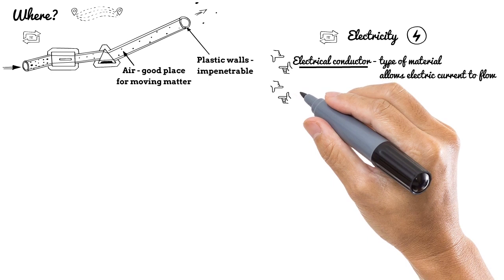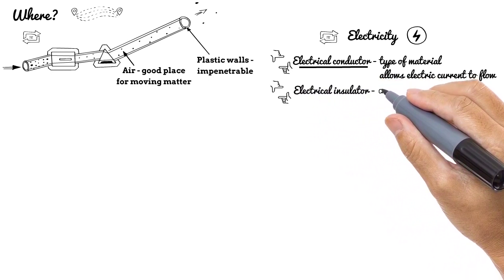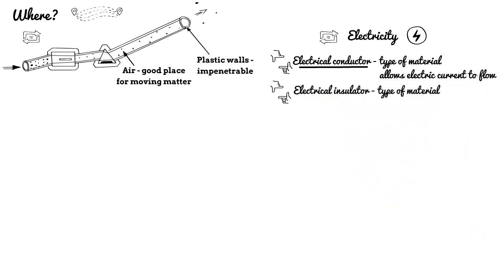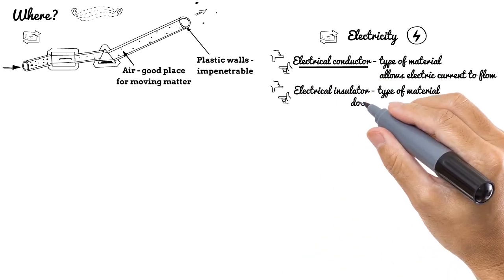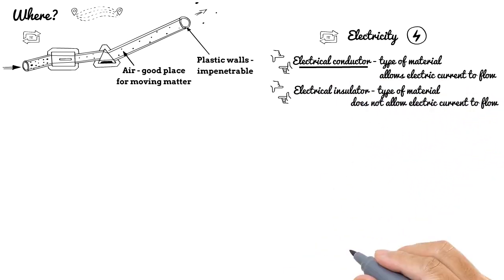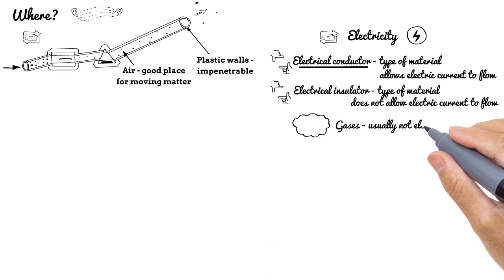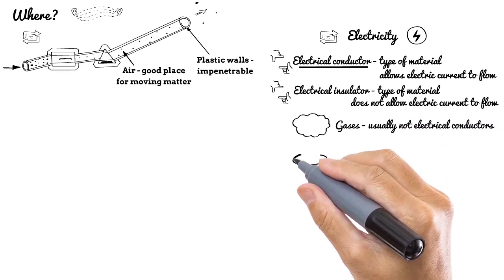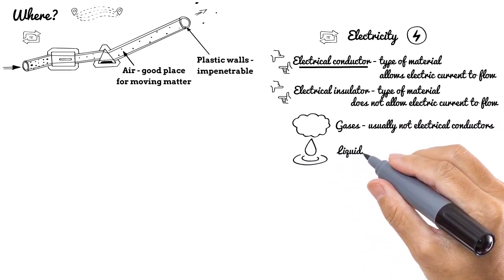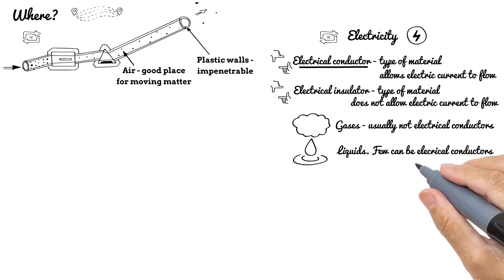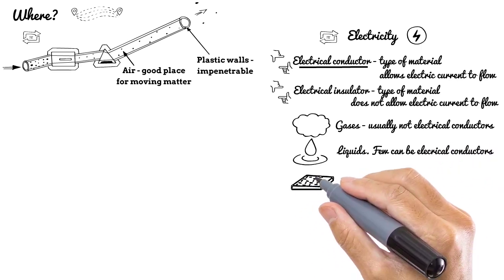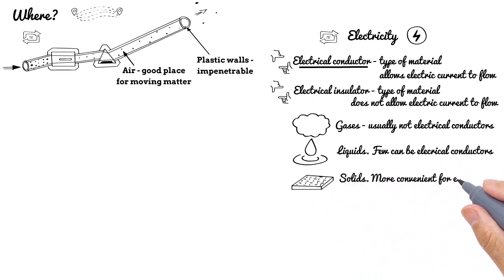Just for information, an electrical insulator, on the contrary, is a material whose internal electric charges do not flow freely. In other words, an insulator blocks electric current completely or to a high enough extent. Gases in usual conditions are not electrical conductors. Few liquids can be good electrical conductors. But in most cases, it's more convenient to use solid materials for carrying electricity.